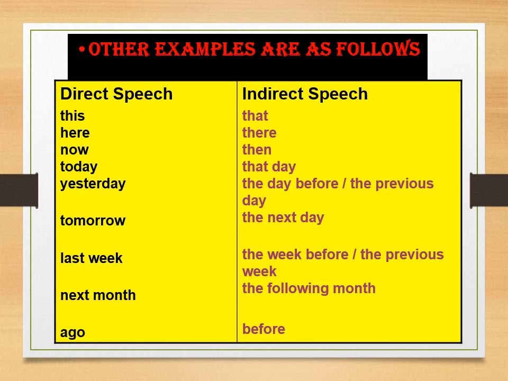This becomes that, here becomes there, now becomes then, today becomes that day, yesterday becomes the day before or the previous day. Tomorrow becomes the next day, last week becomes the week before or the previous week, next month becomes the following month, and ago becomes before. So this is how we change it.